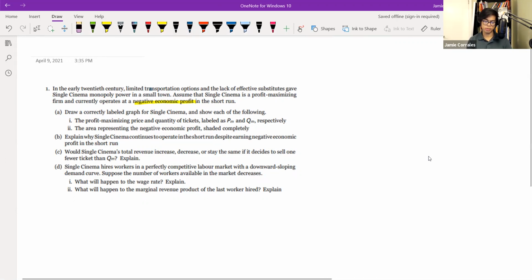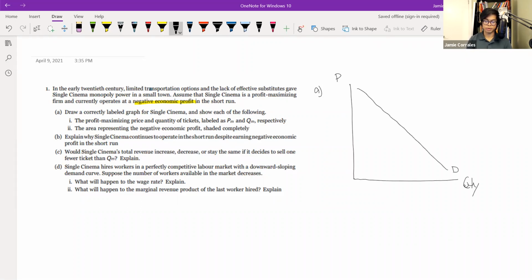All right, and this is textbook. It's going to ask you to draw that graph. So we want to make sure that we're showing negative economic profit. And how do we do that? Well, let's draw the basics first, okay? So we're going to have price here, quantity on the x-axis. Then we're going to have a downward sloping demand curve, a marginal revenue curve that lies below it. And yeah, we'll do a marginal cost curve.